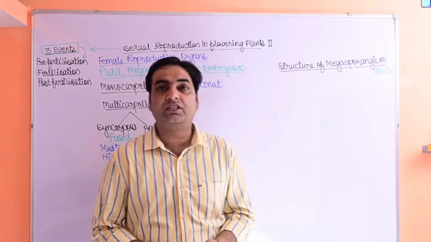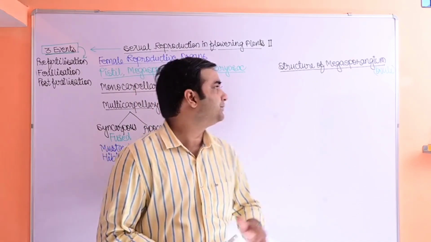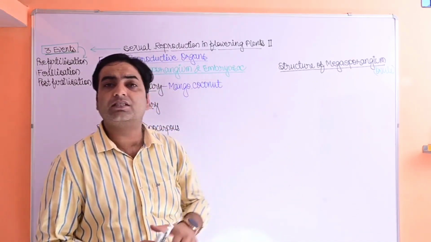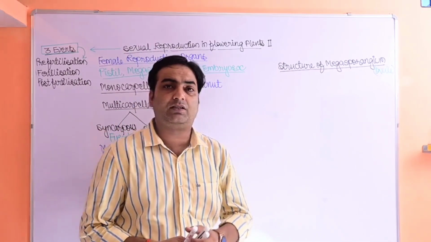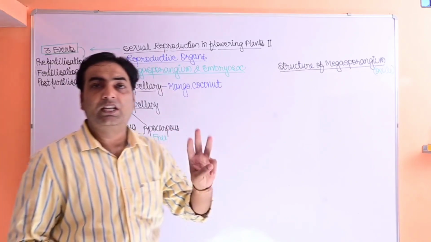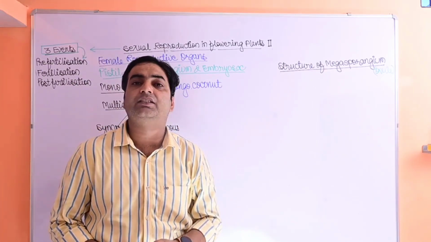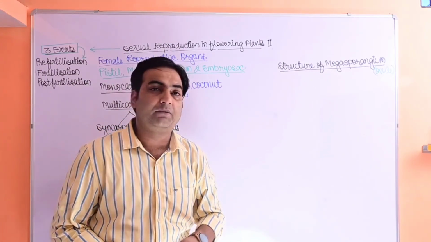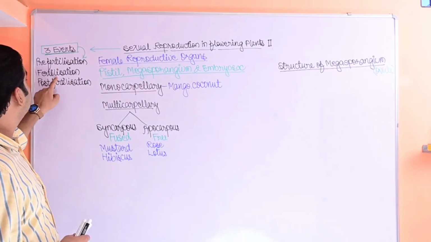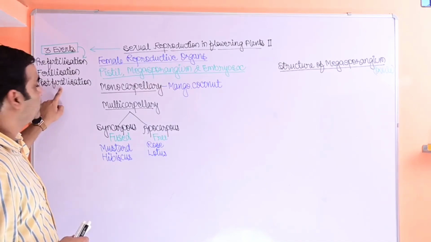In my previous session, I had discussed sexual reproduction in flowering plants, where we discussed the first part of this topic. As I told you, there are three steps, three events in the sexual reproduction in flowering plants. The first step is pre-fertilization, second is fertilization, and third is post-fertilization.